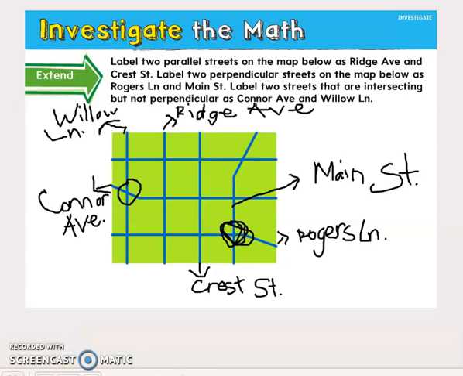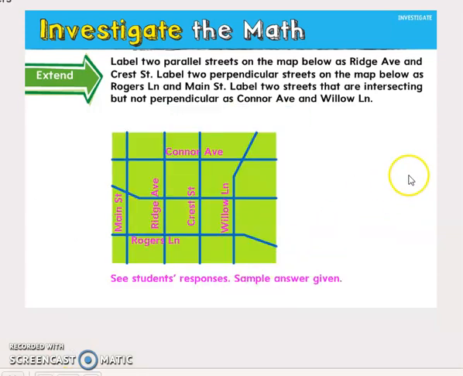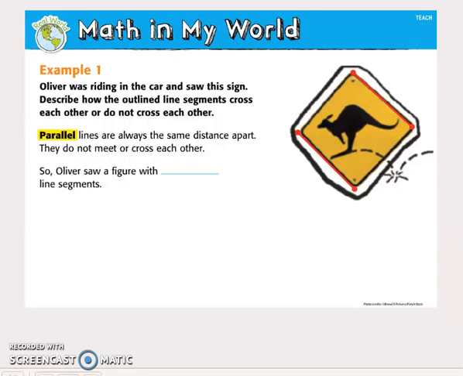There are multiple ways that you could have done this, so I'm just going to show you what they did. They did Ridge Avenue and Crest Street, so they did the same parallel ones that we did, but they did Rogers Lane and Main Street right here as perpendicular, and then they did Connor Avenue and Willow Lane right here where they intersected. So either answer is correct. I just wanted you to see the difference there. So moving on to example 1.